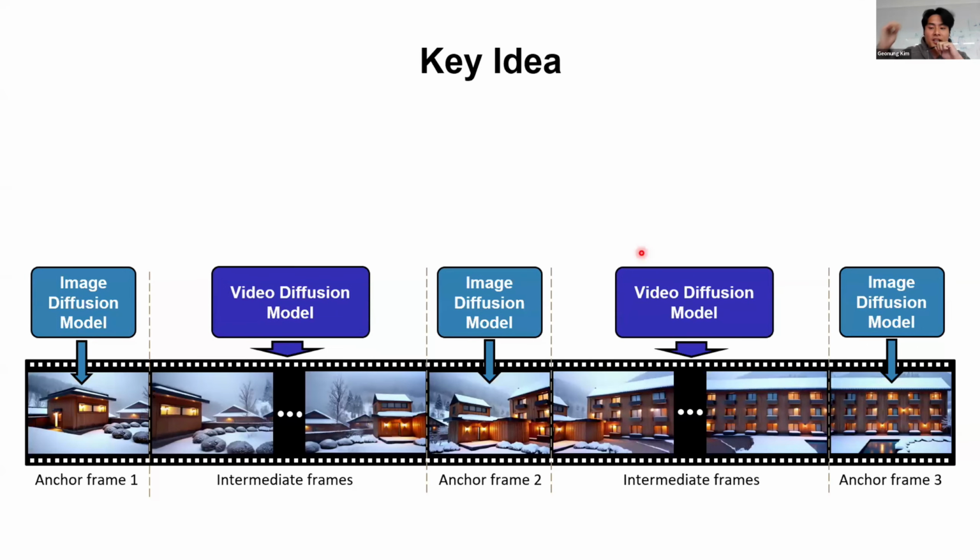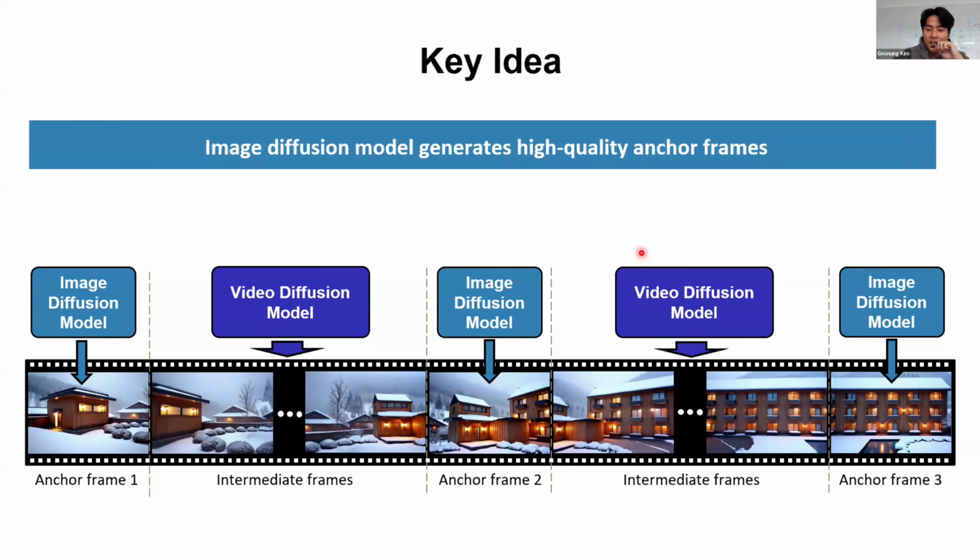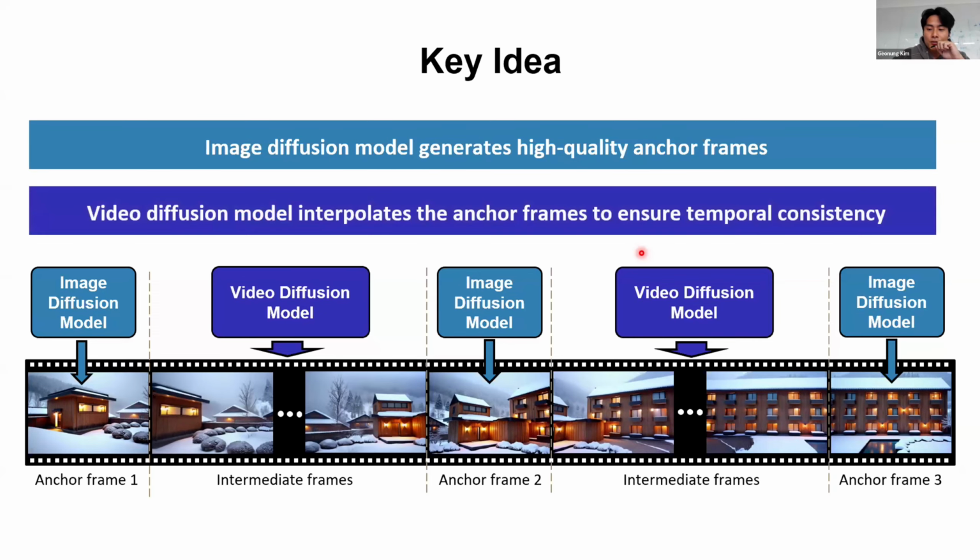To handle the low quality output of video diffusion models, our key idea is to mix the strengths of image and video diffusion models. Especially, the image diffusion model is good at generating high quality frames, but has no temporal consistency. On the other hand, the video diffusion model is very strong at maintaining temporal consistency, although its visual quality is generally lower. So the idea is to first generate high quality anchor views using the image diffusion model in advance, and then use the video diffusion model to interpolate them.